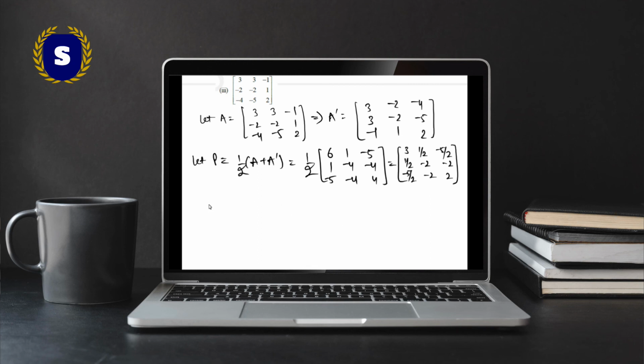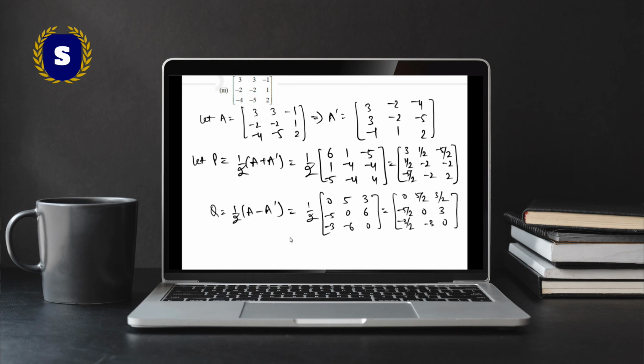a symmetric matrix, right? And let Q be half of A minus A transpose, which is equal to half of 0, 5, 3, then minus 5, 0, 6, minus 3, minus 6, and 0, which comes out to be 0, 5 by 2, 3 by 2, minus 5 by 2, 0, 3, minus 3 by 2, minus 3, 0. Of course, which is a skew symmetric matrix.